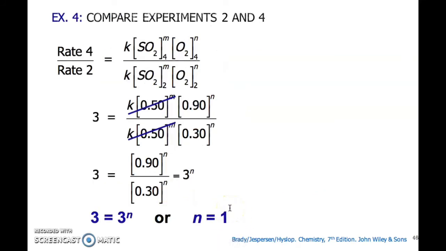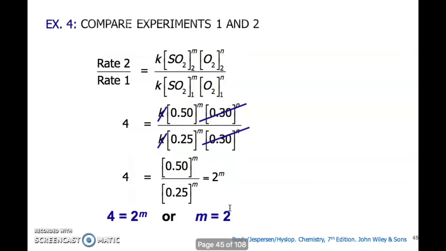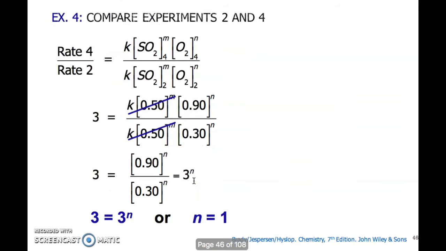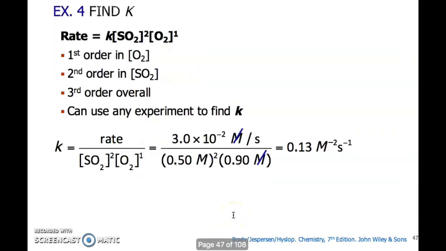And how do you get the exponent n? You compare experiments 2 and 4, because they have the same concentration of A for experiments 2 and 4, and then you can find the exponent n. Use the formula, and you get n is equal to 1, and this is the rate law after you identify the values of m and n.